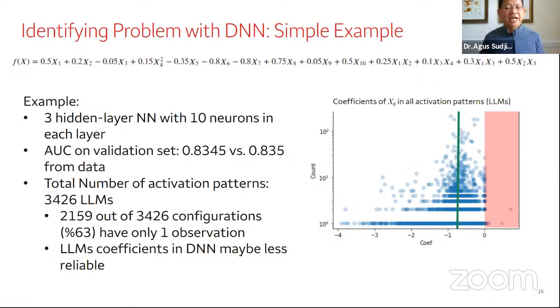Very logical, just like in statistics. The larger your sample, the more reliable your regression estimate. With less sample, your regression estimate is less reliable. So it's direct, just like in traditional statistics.